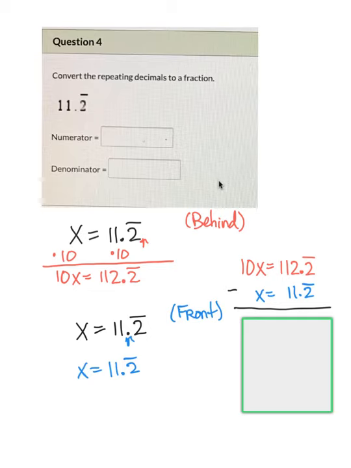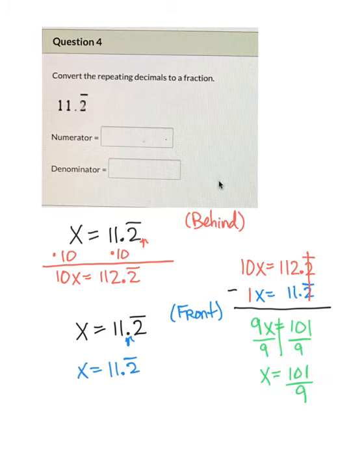So we have 10x equals 112.2 minus, and then remember that this x is 1x. How many x's are there? There's 1. So it's pretty much 10 minus 1. We get 9. And then the repeatings all cancel each other out. So it's 112 minus 11. So 112 minus 11 is 101. And then we go ahead and we divide by 9 on both sides. And then we have x equals 101 over 9. So the numerator is 101. Denominator is 9.